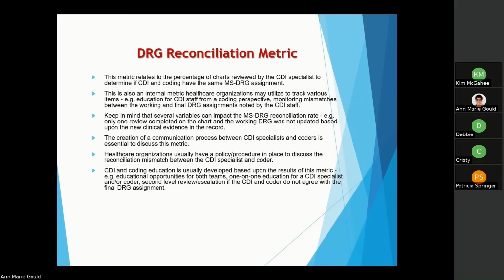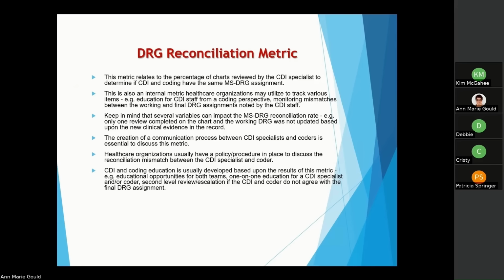And then the DRG recon metric. This metric relates to the percentage of charts reviewed by the CDI specialist to determine if the CDI and coding have the same MS-DRG, like we've been discussing. This is also an internal metric for healthcare organizations that they can track different items. Is education for the CDI staff needed from a coding perspective? What type of mismatches between the working and final DRG assignments are noted by the CDS staff? That's where the education and feedback for the CDSs come into play with this DRG recon.